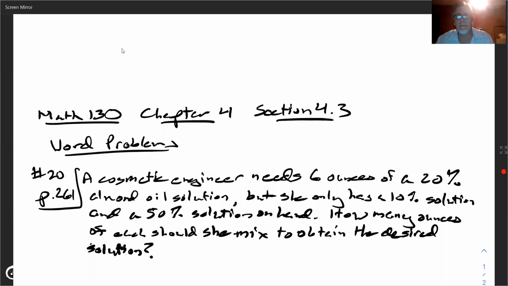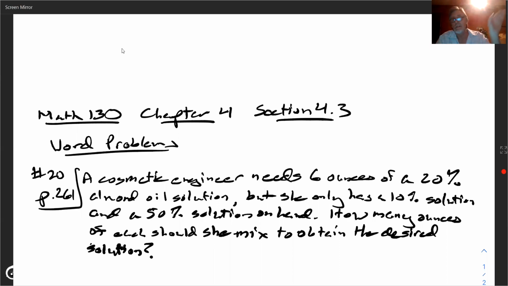Hey, let's do an application. Let's do this thing. This is from section 4.3, and I want to show you the tool, solving systems of equations. Being able to do that is a wonderful tool, and it helps us to take care of word problems. So let's read this one. I stole it right from your book. It's from section 4.3. It's a mixing problem.